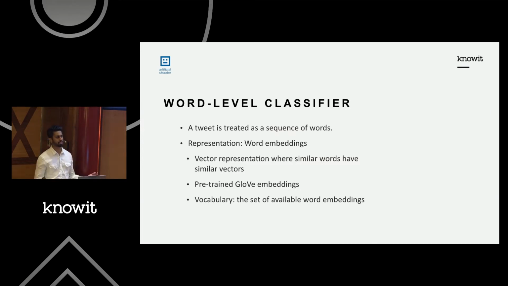So if you graph it out, you'll see that similar words are closer together, which I'll show you in a moment. There are many different types of word embedding methods, and the one we used is called GloVe. And we used a set of pre-trained word embeddings which were available online, so we didn't train our own embeddings. So in this case, the so-called vocabulary will be the set of available word embeddings.